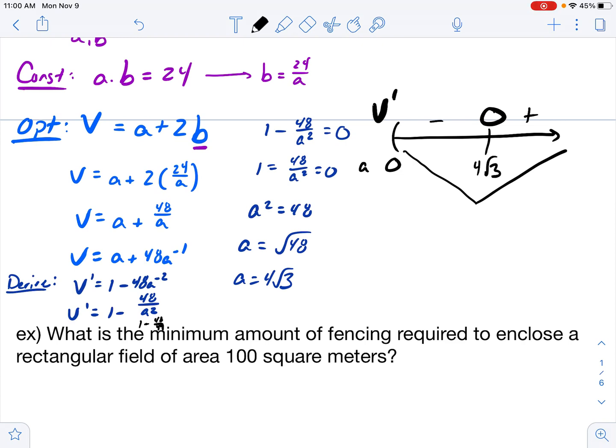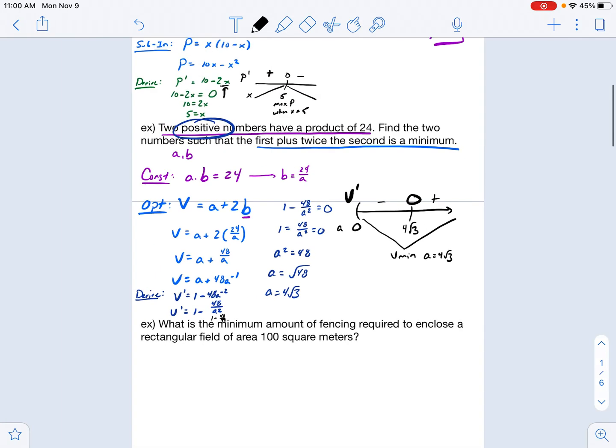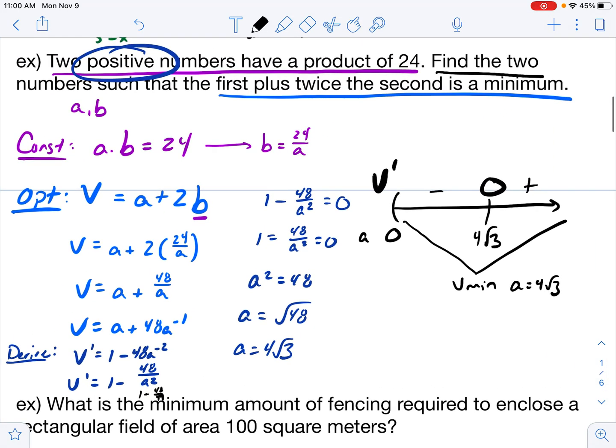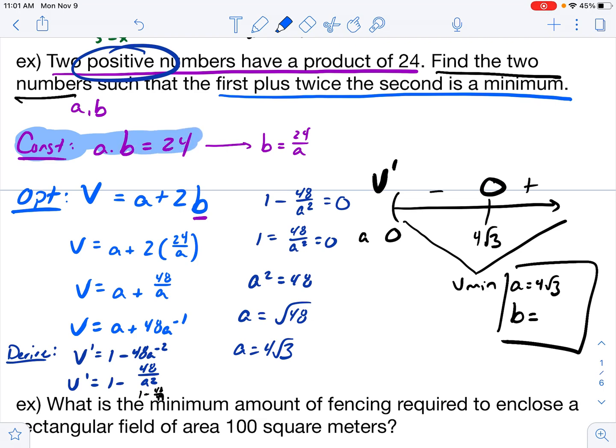But it looks like we indeed have a min when A equals 4 radical 3. Okay? And what are we looking for? Find the two numbers such that the first plus twice the second is a min. So we've got the A value. We still need to get the B value. Again, once you've got one value and you need the other, go back to your constraint. That's going to allow you to solve for the other.